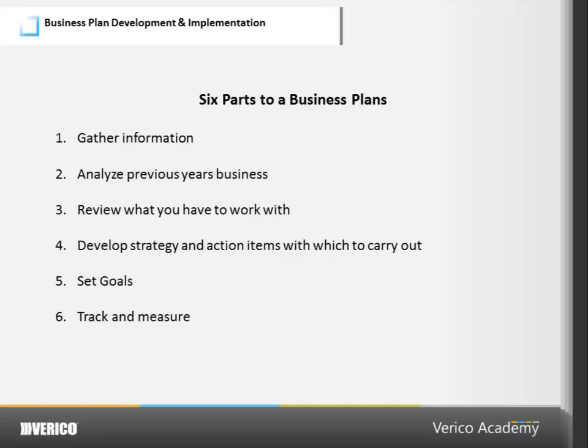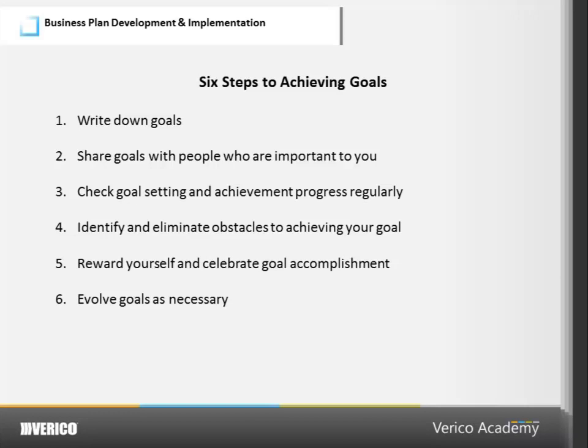You'll set goals for yourself and perhaps your team, and then you're going to track and measure as you achieve those goals so that you know if you're achieving those goals or if you need to revisit the goals and perhaps make some adjustments. There are 6 steps in order to achieve your goals.